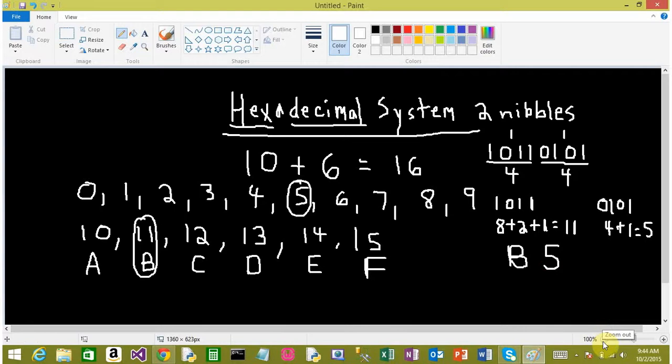So this whole number here, we can say that 1 0 1 1 0 1 0 1 in base 2 equals B5 in base 16 for hexadecimal. So that's our number, B5.